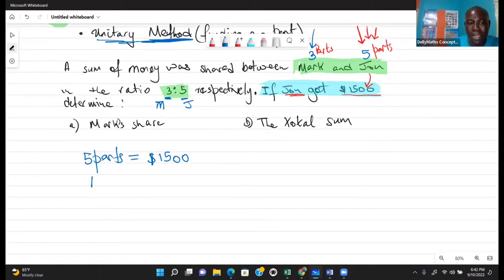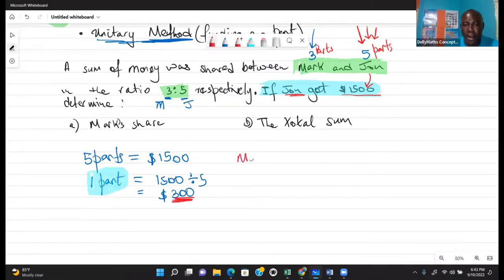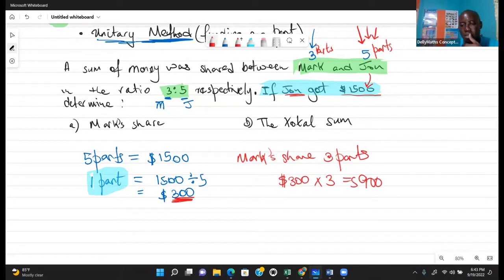So now that we know that John's 5 parts was equal to 1,500, can I find one part? Of course, I can find one part right now. One part is to say the 1,500 was divided by 5. Because if 5 parts is equal to 1,500, then one part is actually, take out a calculator, $300. Mark's share was how many parts? 3 parts. So if I know that one part is $300, then it's going to be $300 times 3. And that's how we'll get the $900.